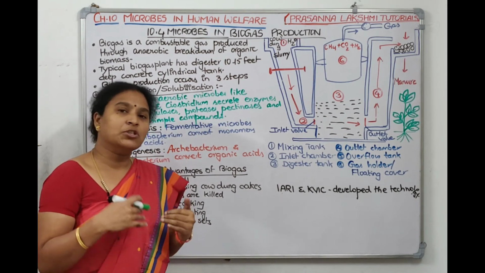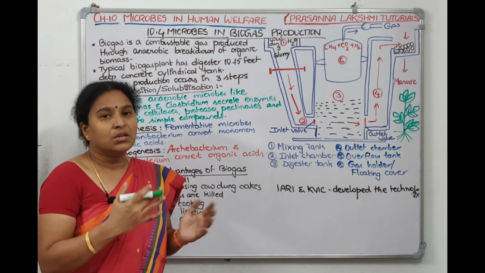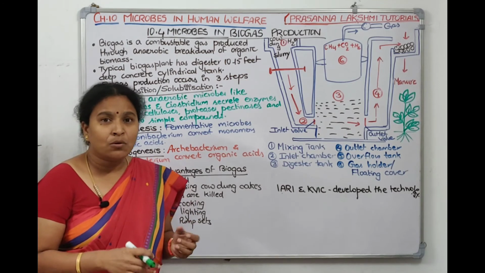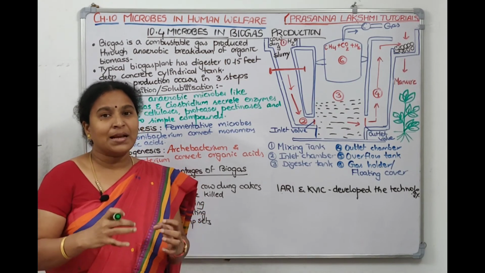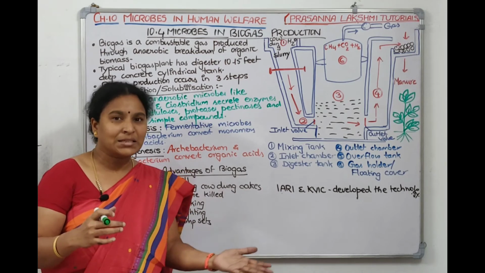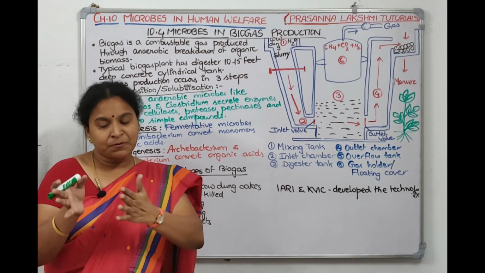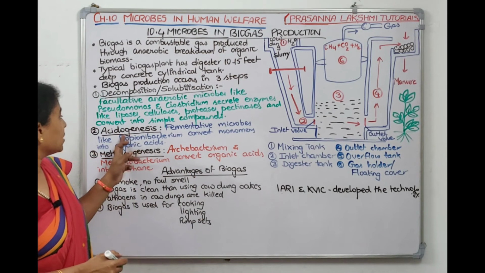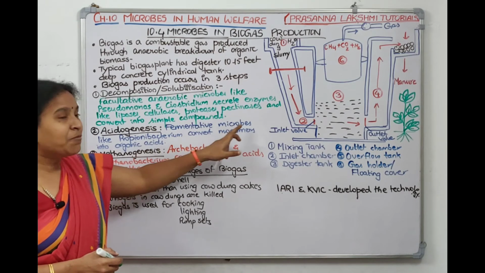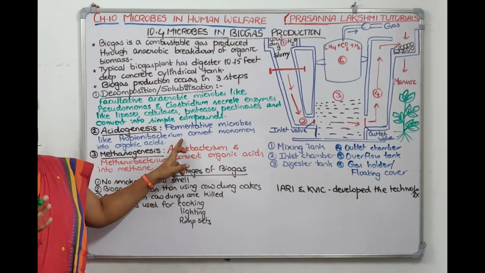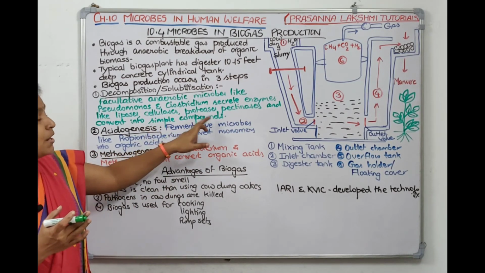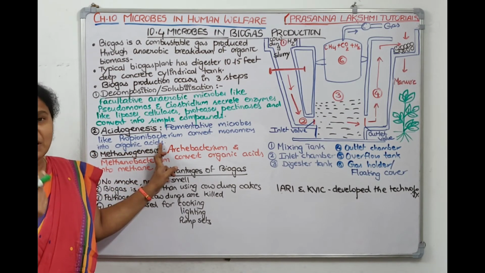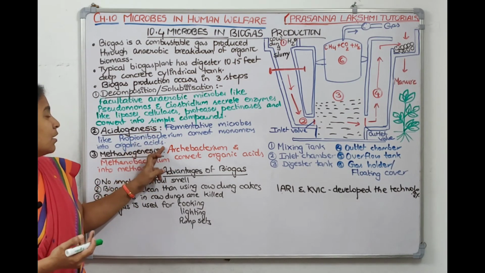Then comes the second step, which is called acidogenesis. In acidogenesis, another set of bacteria like Propionibacterium aceti convert the monomeric forms, the simpler forms, into their respective organic acids. Since acids are getting generated from the monomers, from the simple organic compounds, the process is called acidogenesis. So fermentative microbes like Propionibacterium aceti convert these simpler monomeric compounds into their respective acids, like formic acid. That's why the process is called acidogenesis.